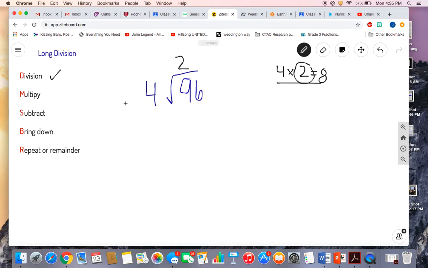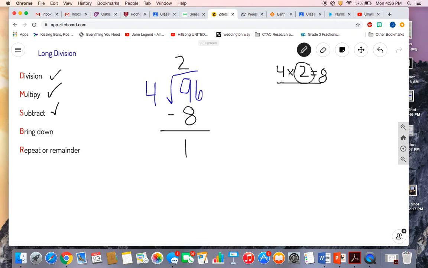So that was our first step of division, so I'll put a check mark. We saw how many times 4 can divide 9 without going over, and we know 4 can go into 9 2 times before going over. My next step is multiplication. So I am going to say 4 times 2 will give me 8, and I'm going to put my 8 right below that 9. So now I multiplied, and my next step is subtract. So I have 9 minus 8 will give me 1.